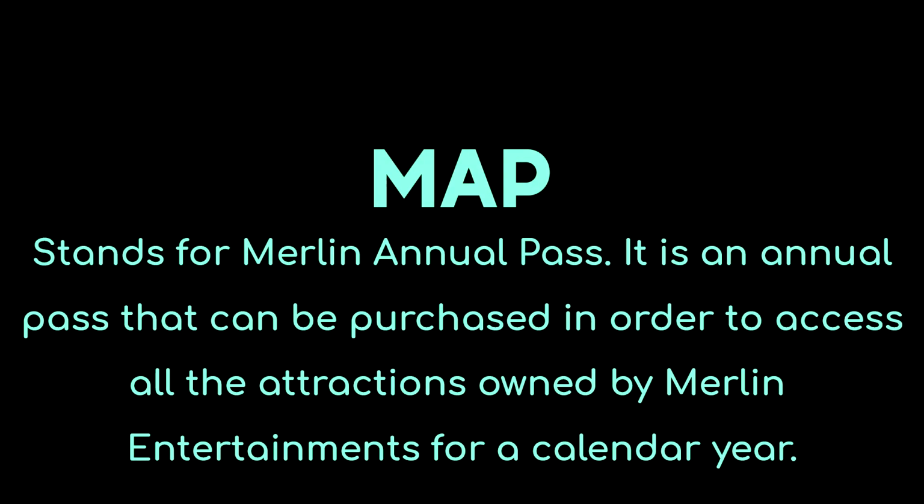MAP stands for Merlin Annual Pass. It is an annual pass that can be purchased in order to access all of the attractions owned by Merlin Entertainments for a calendar year. This includes Alton Towers and Thorpe Park.